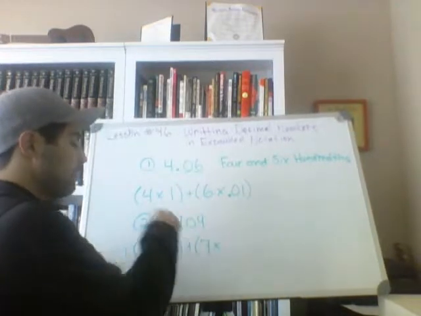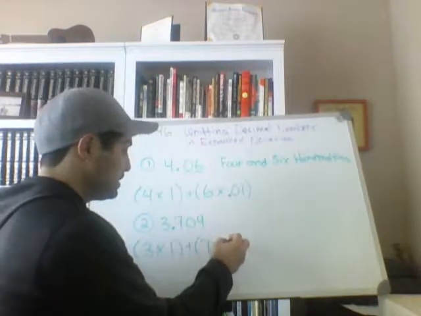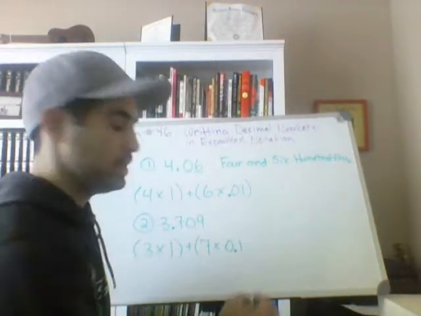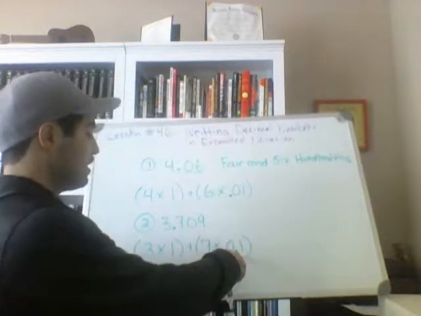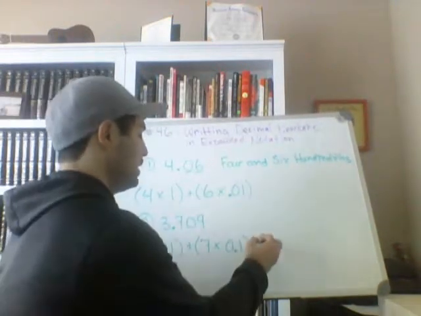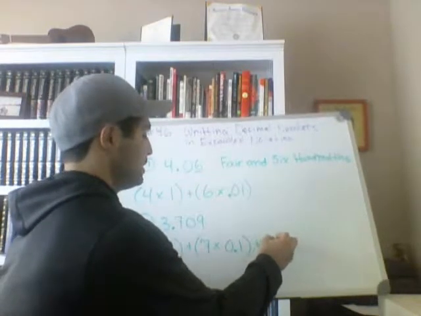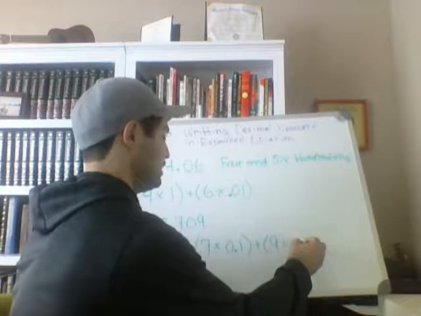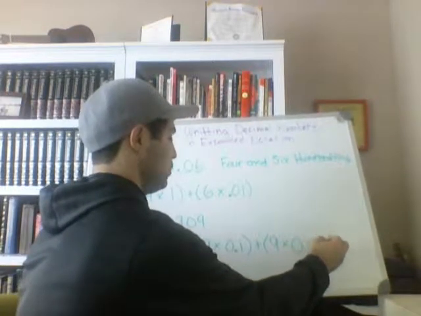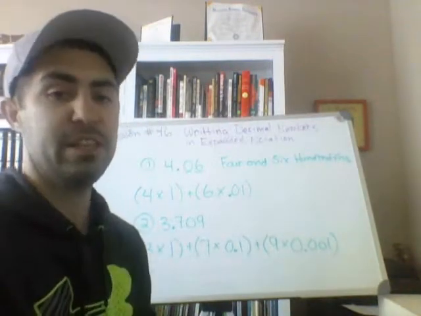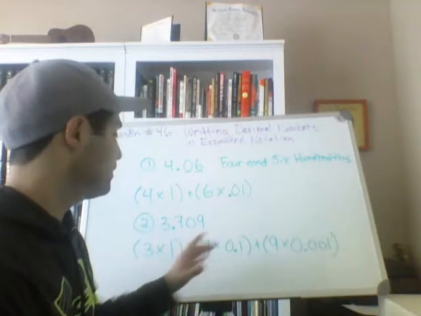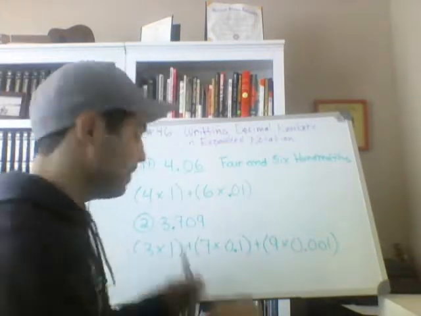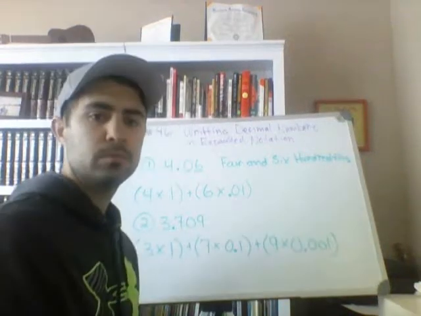And I'm going to multiply that by the place value of the 7. In this case, it's going to be 0.1, or 1/10. Okay? 1/10 represents the place value of the 7. I'm going to add that to 1 more, and that's going to be 9. And what's the place value of the 9? It's going to be 0.001. So that's 1/1000th. So this is the expanded notation form of 3 and 709 thousandths. All this stuff is your answer.